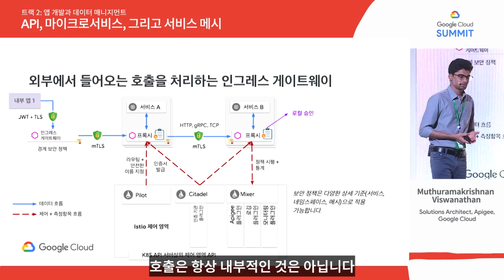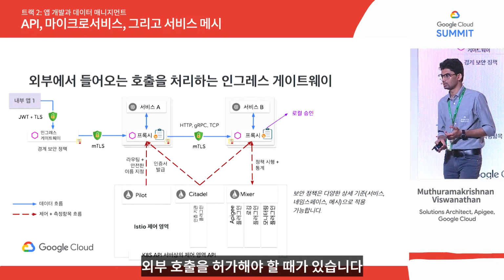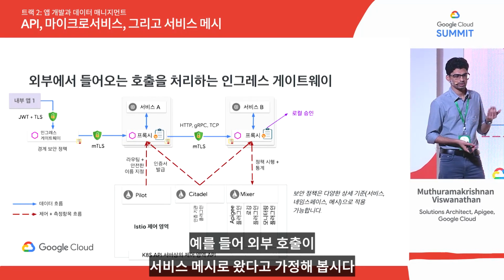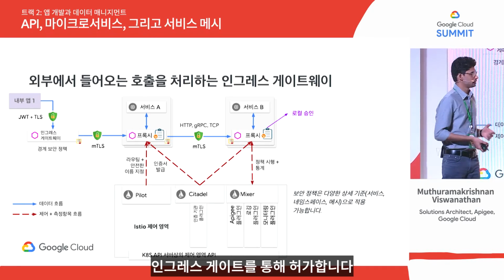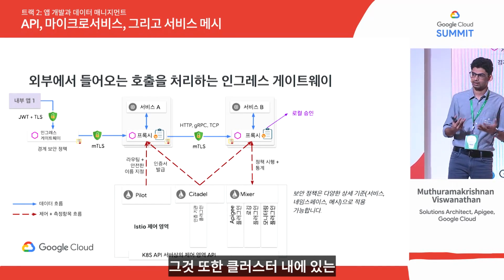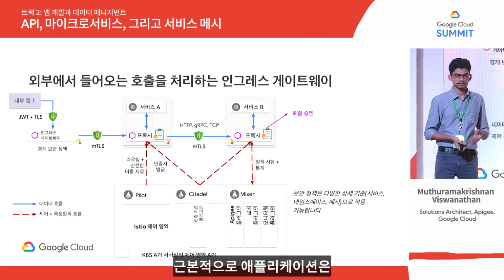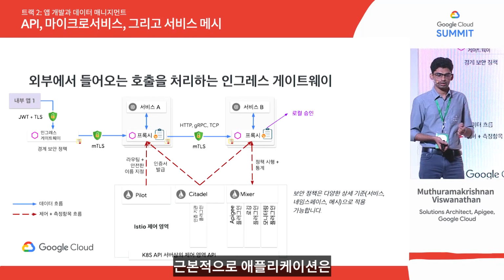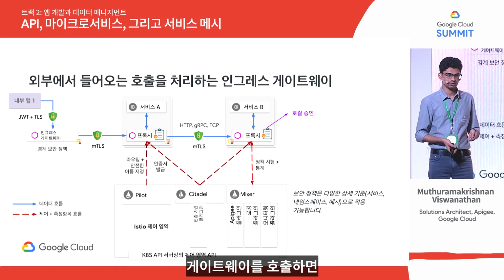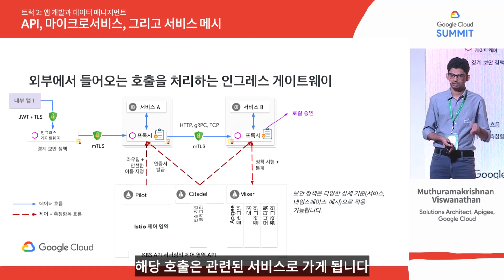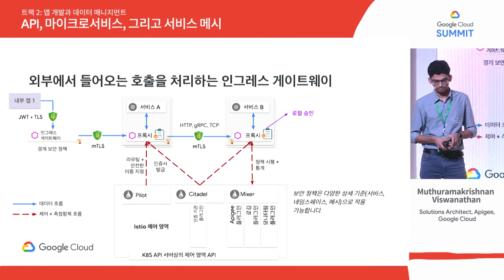Not always are your calls internal. Sometimes you need to allow external calls. So for example, let's say an external call comes into the service mesh. How do you allow it? That is allowed through an ingress gateway. That's again an Envoy proxy that sits inside your cluster. The application will call using JWT plus TLS onto this gateway, and that will in turn forward the call to the respective service.